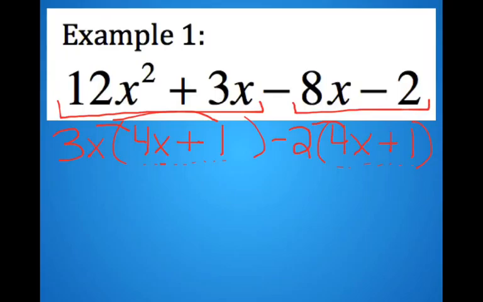So then whatever we have in parentheses we put first, so we basically are taking that out. That's the GCF of the whole problem. And then after we take out the 4x plus 1, we see what's left. So there'll be a 3x left over, and then -2. And then make sure you put an extra set of parentheses, and then that's your final answer. Okay, let's try another one.